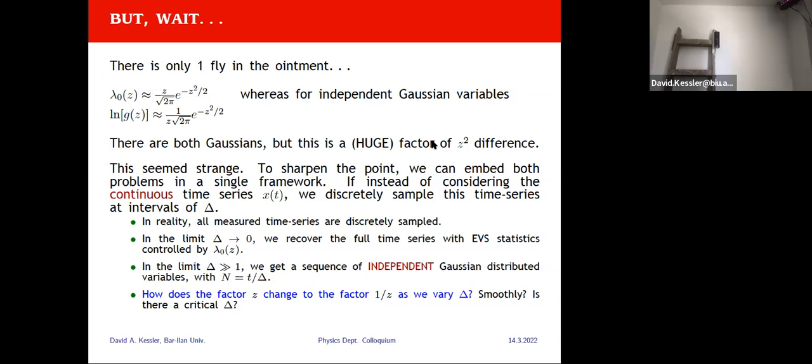Something has to happen. You can imagine that there's a z to the beta, and that beta is a function of delta. That would be one answer. Or there could be a critical value of delta, a phase transition, such that for delta less than 1 it's z upstairs, and for delta greater than 1 it's downstairs, or something like that. Something has to happen, and the question is, what is it?